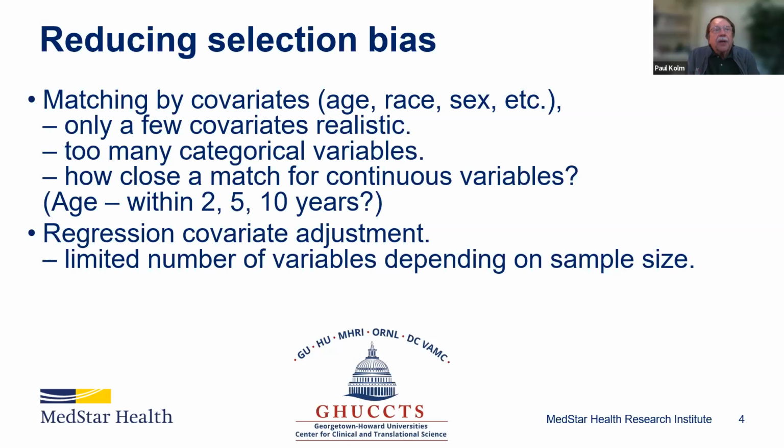Then another way that this is done, rather than try and match on different covariate categories, is to just include the covariates in a regression equation. However, the limitation here is that the number of variables are limited depending on how big of a sample. And so, as you may or may not know, a rule of thumb is that you need at least 10 patients for every covariate or every variable you have in your regression. So this sometimes can limit the number of variables.